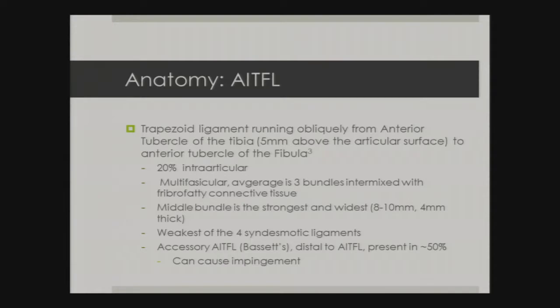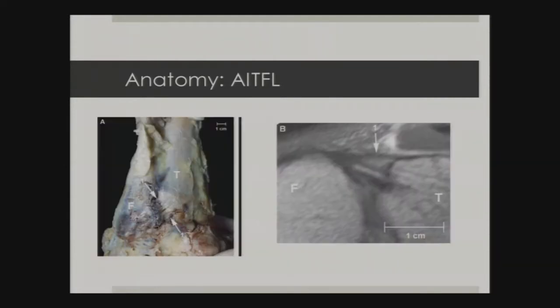There's also been described an accessory AITFL, or Bassett's ligament, that's distal to the AITFL. It's present in about 50% of cadaveric specimens. In the literature, they mentioned it potentially causing impingement if there was chronic inflammation in this area.